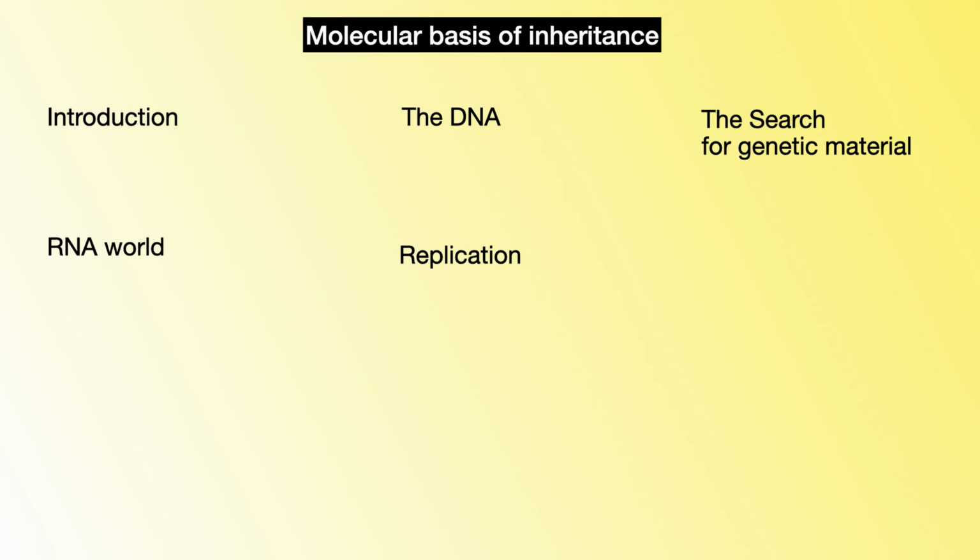Let us see transcription in eukaryotes. There are three types of RNA polymerases in eukaryotes: RNA polymerase 1, RNA polymerase 2, RNA polymerase 3. Let us see about RNA polymerase 2. RNA polymerase 2 is responsible for transcription of mRNA or formation of mRNA.